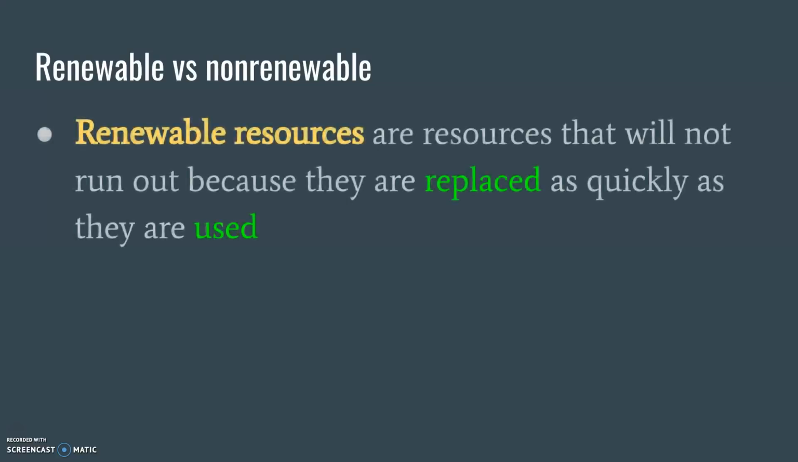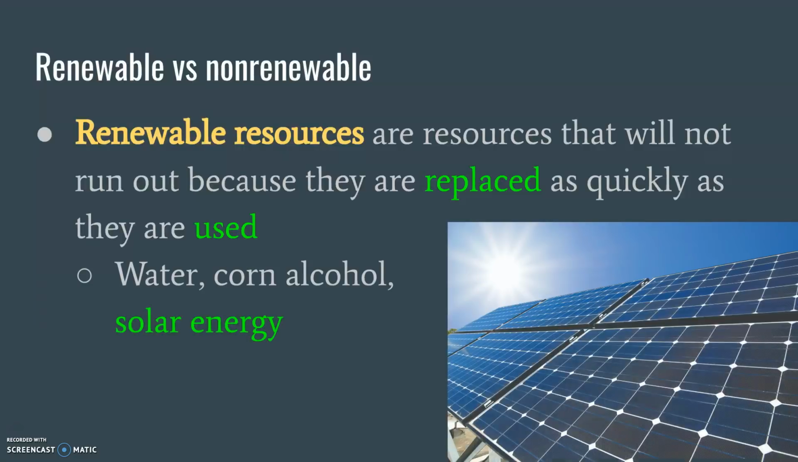The next two slides, you should have heard of this before, so I'm going to buzz through it. Renewable resources are resources that will not run out because they are replaced as quickly as they are used, such as water, corn alcohol, solar energy. So the sun is a really hot ball of energy. That's its only job. Well, it's not alive, so it doesn't have a job technically. But we can use the sun infinitely.